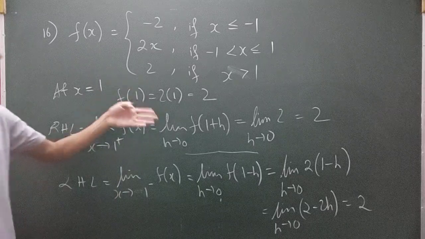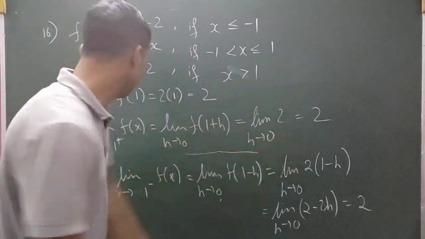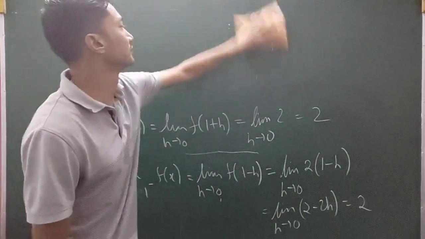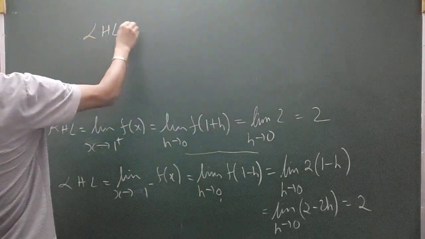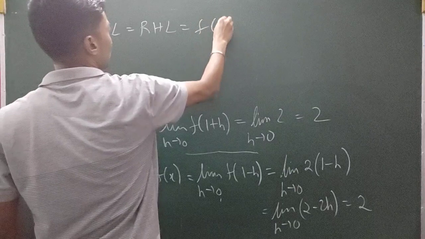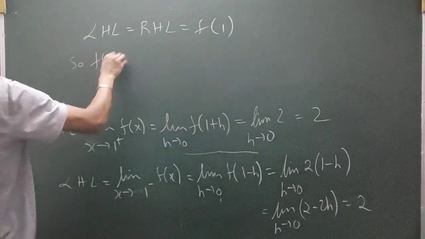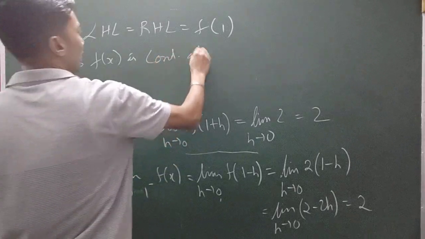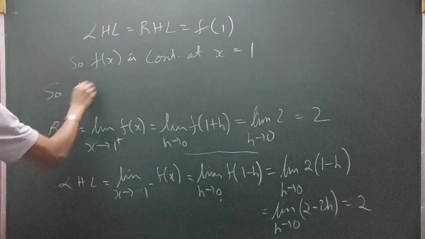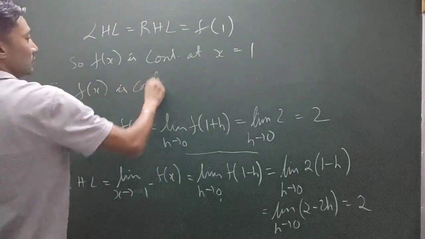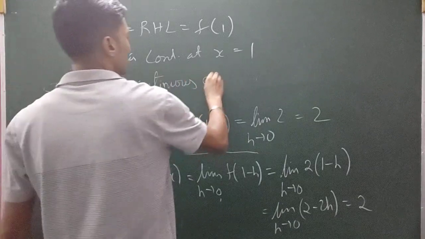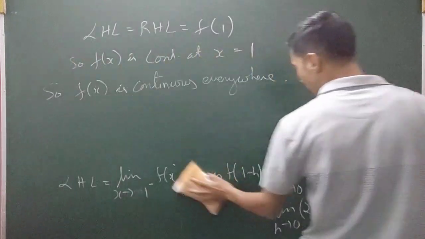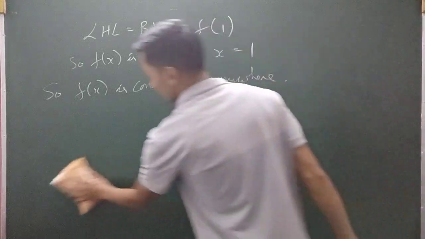So here also we see that the value of the function at 1, the left hand limit, the right hand limit, they are all 2. So the same conclusion again. That is, left hand limit is equal to right hand limit is equal to the value of the function at 1. So f of x is continuous at x equal to 1. So the function is continuous everywhere. Alright.